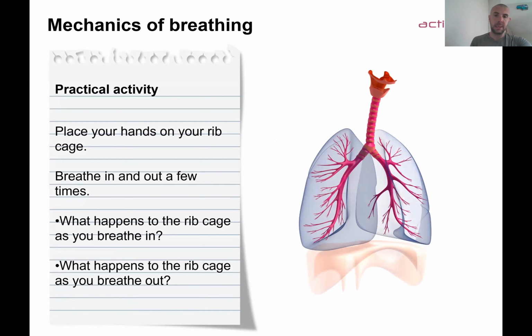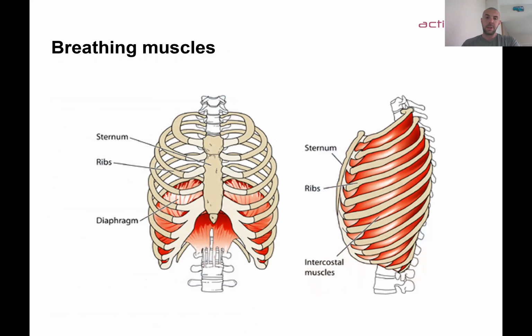And here's a little practical activity you can do. You can place your hand on your rib cage, breathe in and out a few times, and what are you feeling? Okay, and hopefully what you're feeling is that as you breathe in, the rib cage expands, and as you breathe out, the rib cage decreases in size, or contracts, and this is also linked to the diaphragm that sits underneath. So let's have a look at this. Here we go. We've got the diaphragm underneath, and we've got the sternum and the ribs and the intercostal muscles, and they're all going to work as part of the breathing mechanism.